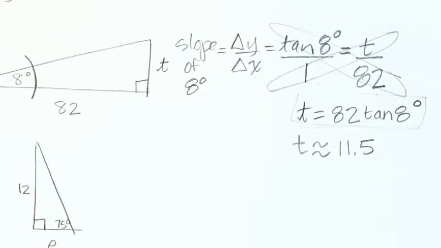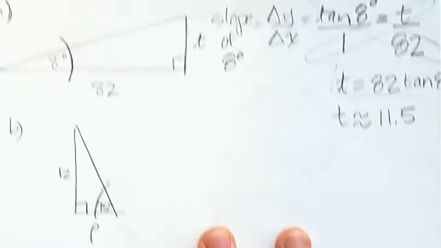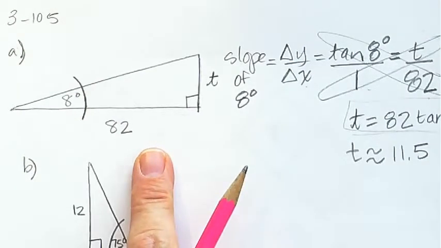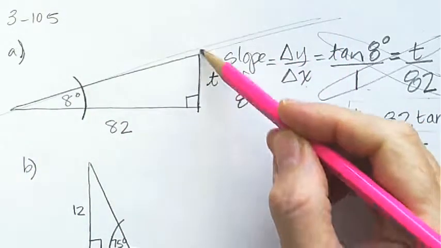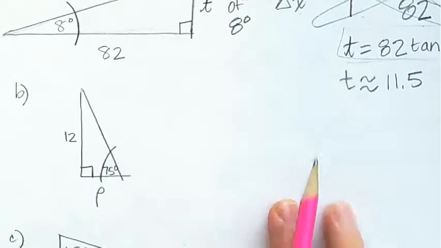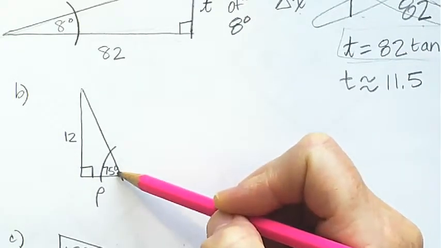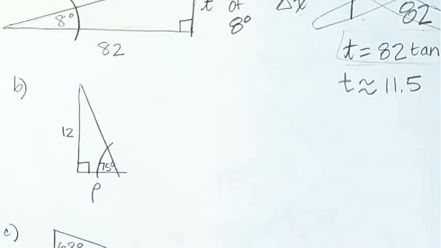Okay, part B, we have a 75-degree angle. And remember, if this doesn't look like a slope triangle, this one looked just like a slope triangle, as if I was trying to find the slope of this line, and this is the rise, this was the run. This, not so much, because if this were a slope angle, it would be oriented a different way.